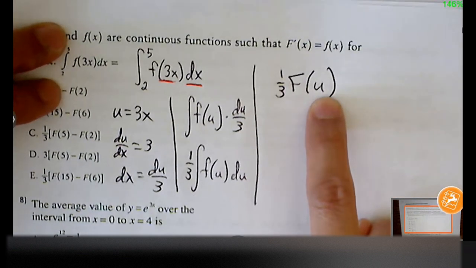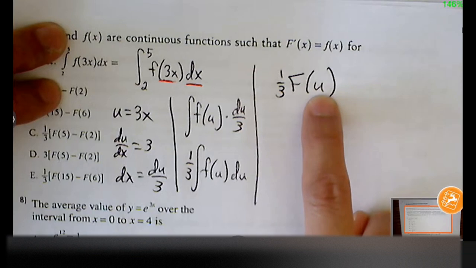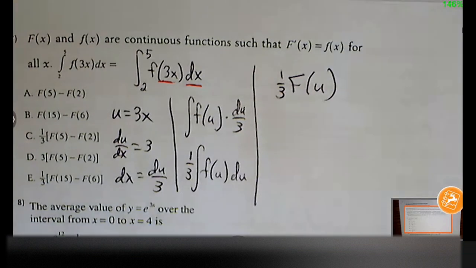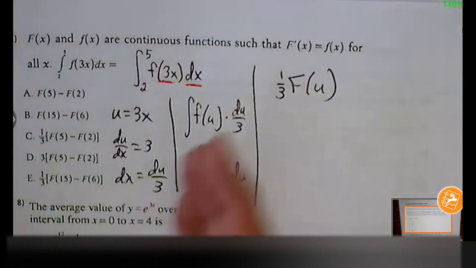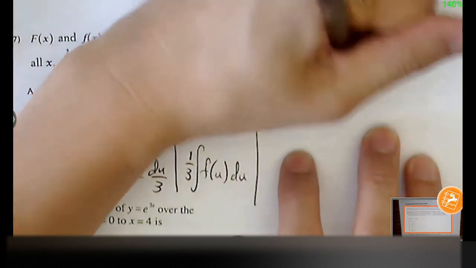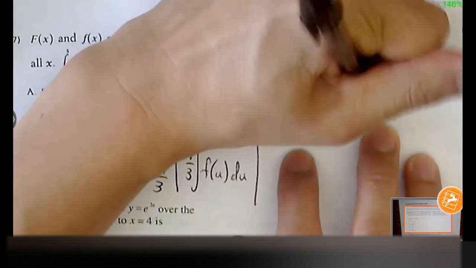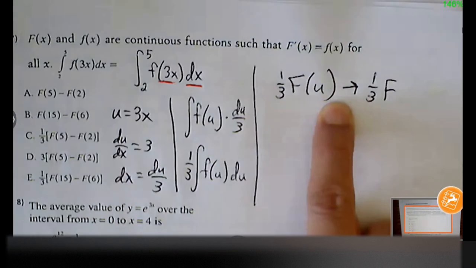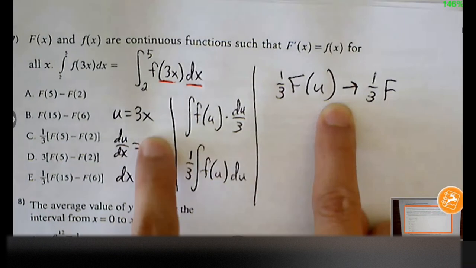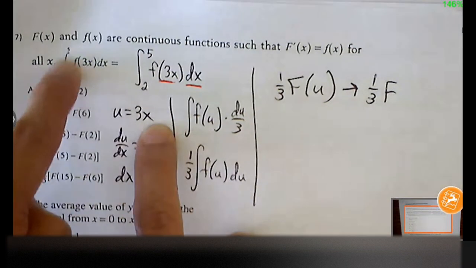2 and 5 is referencing x. Here we have it in terms of u. So either we convert everything in terms of u or we convert everything in terms of x. I think most students prefer x, so I'm just going to convert that u back in terms of the original variable, and that way we can just use the original bounds.